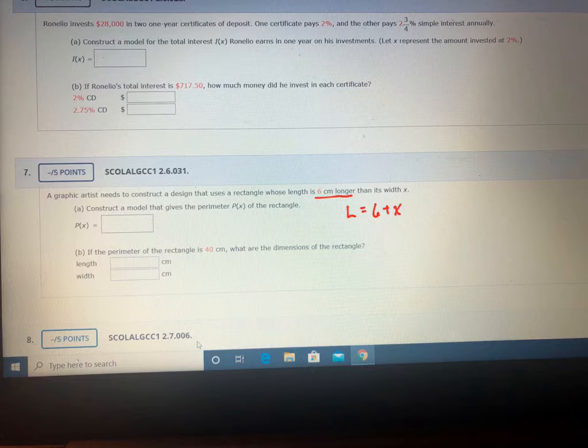So let's draw it out just so we can visualize this. So the length is 6 more than the width, and the width is x. So here's your x, and this is 6 plus x. So what would the perimeter be?